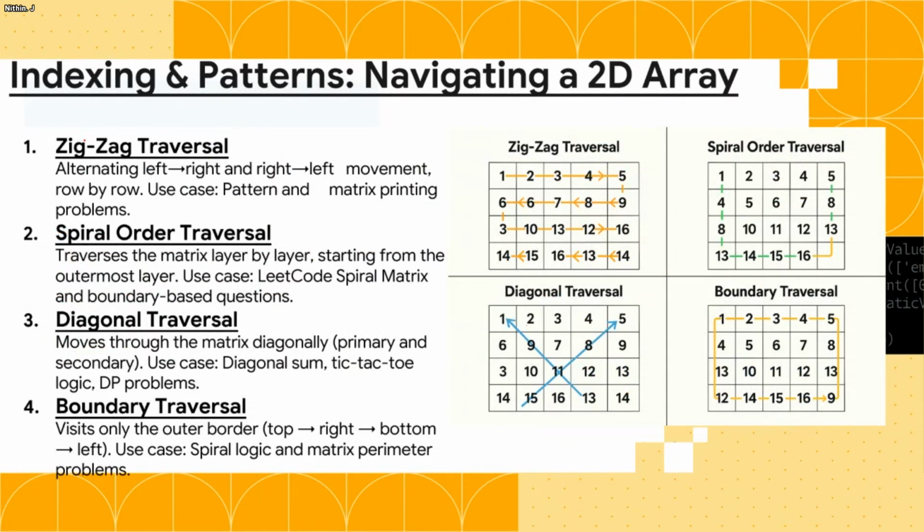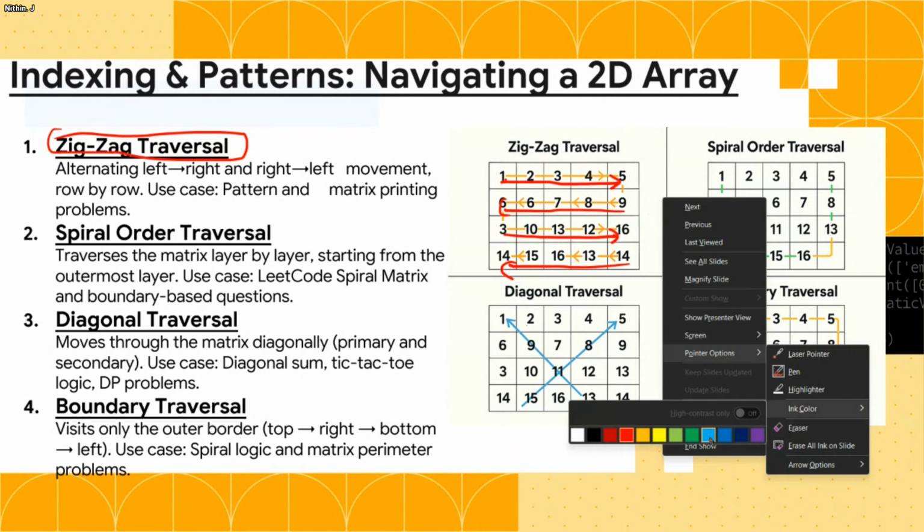And coming to the next type of traversal, that is zigzag traversal. So what do you guys mean by zigzag traversal? It is an alternating left-to-right and right-to-left way of traversing the matrix. So basically, I'm going to first move left to right. Then I'm going to move right to left. Then again, I'm going to move left to right, then again right to left. So basically what we are doing is following a zigzag pattern. Let me use a better color.